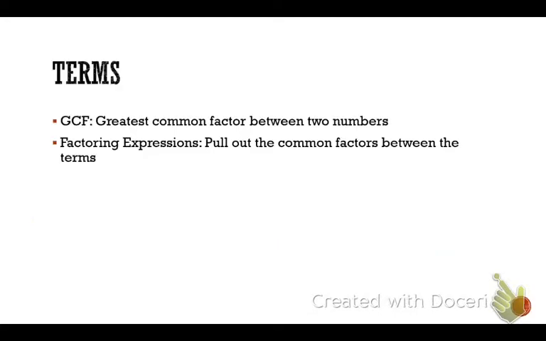Okay, somebody already said GCF, and you were exactly right. Factoring has to do with the GCF, the greatest common factor between two numbers. If you don't pull out the GCF, which I'm going to show you, then you actually have to factor again, and it creates a lot more work for you. When you factor expressions, you're pulling out the common factors between the terms. So it essentially is exactly what I just said. It's the distributive property in reverse. Okay?